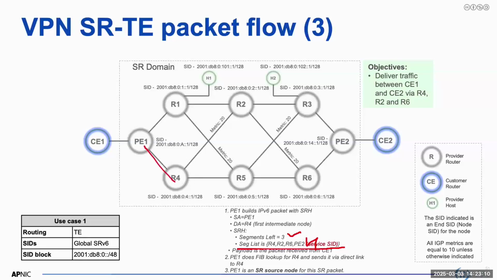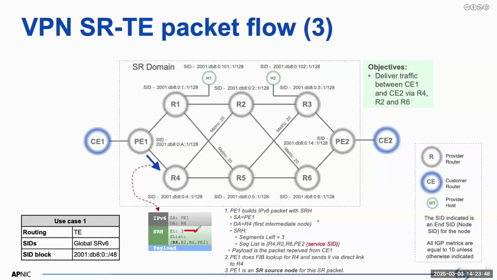Now when the packet reaches R4, it sees the destination address is R4 and segments left is equal to 3. As the destination address and this address are the same, it needs to process the packet. In order to process the packet, it reduces the segments left field by 1. Segments left is already 3, so from 3 it will minus 1, and now it will become 2.